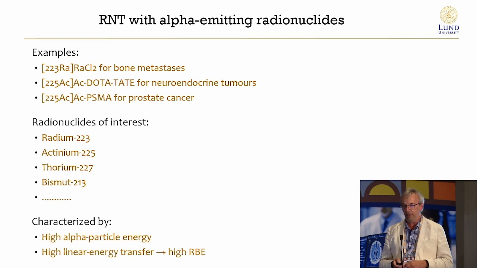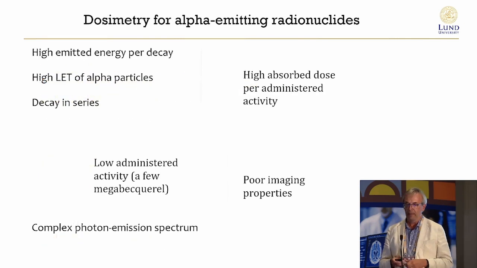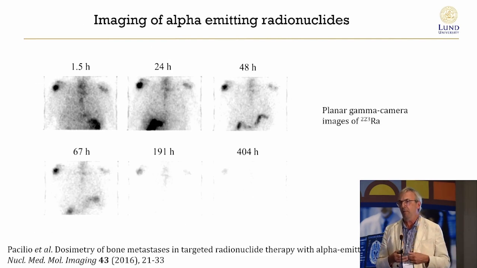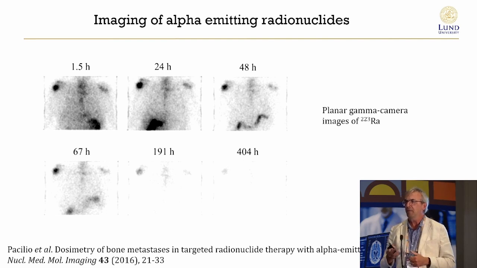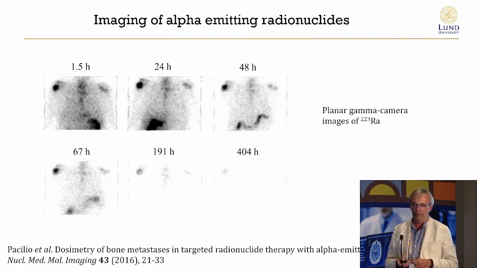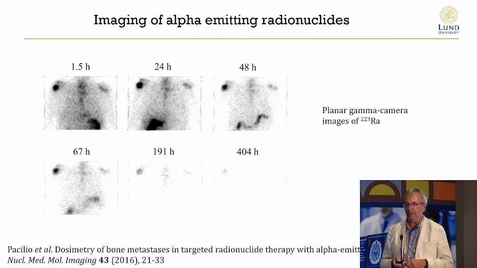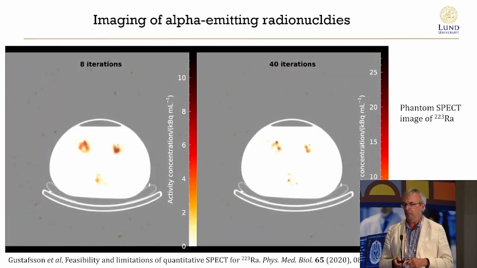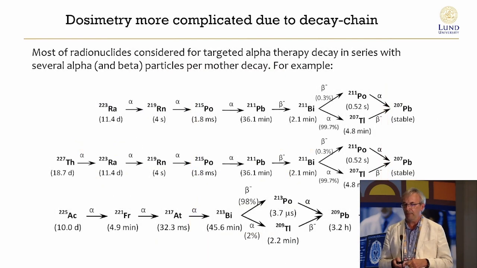I'm not an expert in alpha, but alpha is coming, and we have talked about alpha before here. It's a particle that has a very high LET. But the problem is, because it gives a large absorbed dose per unit activity, the imaging is quite poor. So there is a challenge in trying to do good imaging. We are working a little bit in Lund, doing some reconstruction, but that is a challenge, also because of the chain of decay.